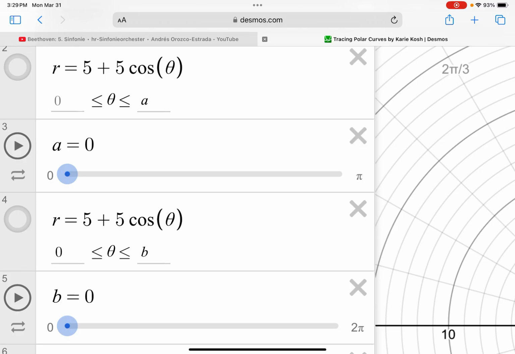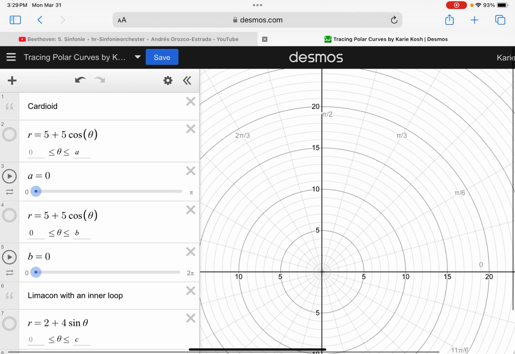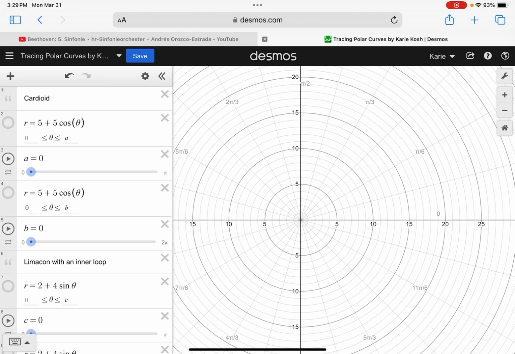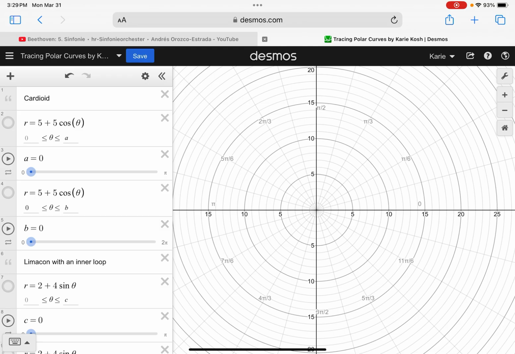And so we can look and see, does this do everything we need to do by pi, or do we need to go to 2 pi? So if I turn on this first cardioid and I hit play, you'll notice that if I only allow it to go to pi, I only get half of a cardioid. Okay, and then it starts undoing what it's been doing.